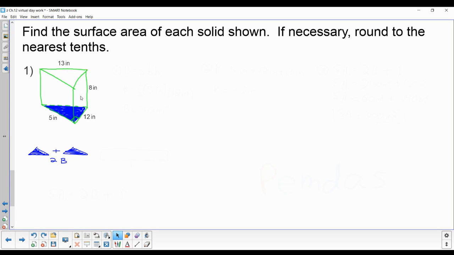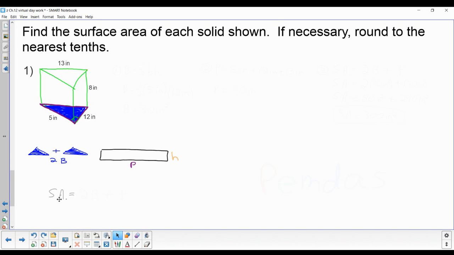To find the lateral area, you would find the perimeter. See, these three rectangles would open up and make one big rectangle. So 5 plus 12 plus 13 would be the length of one large rectangle, that is the perimeter of the base, times the height of the prism, that is the 8, would give us this lateral area.